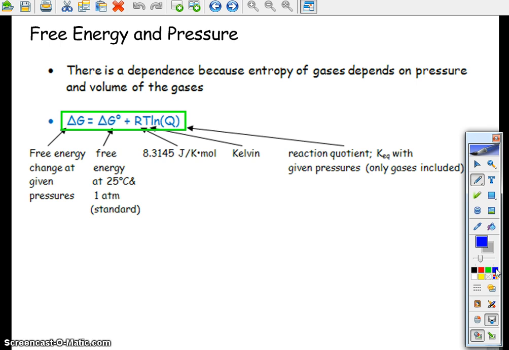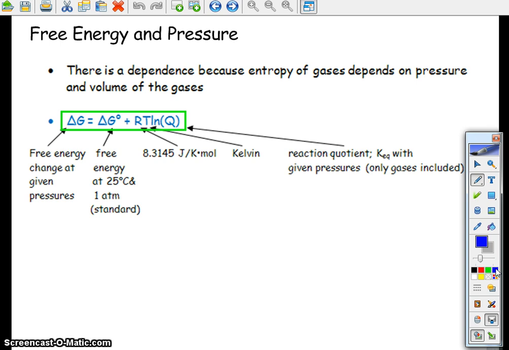Because entropy of gases is going to depend on their pressure, their volume, their expansion, that type of thing, we can kind of work that into free energy and spontaneity, because remember, if the entropy in the universe increases, a reaction is spontaneous. So if you look at this equation, we have delta G twice. What's the difference between them?